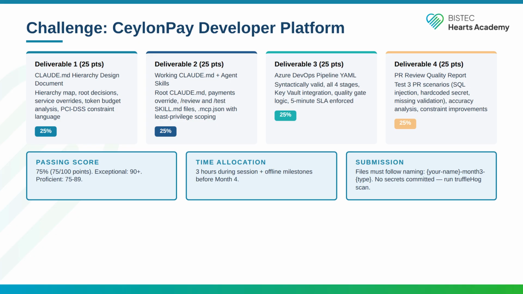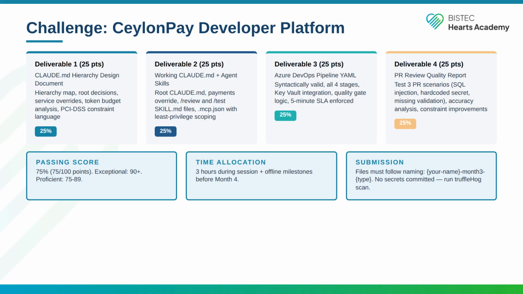Deliverable 3 is the Azure DevOps pipeline YAML. Validate it with az pipelines run, try run before submitting. YAML syntax errors are an immediate point deduction. Verify that the Anthropic API key is never in plain text in the file.